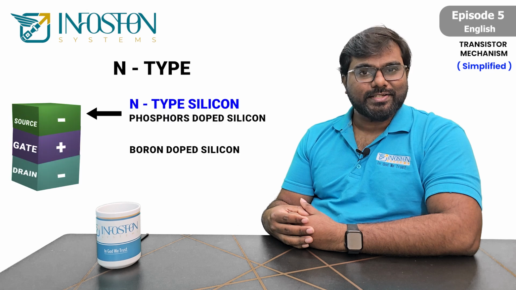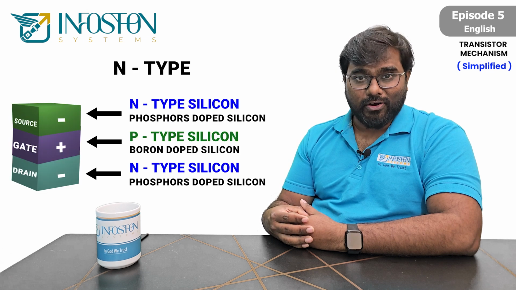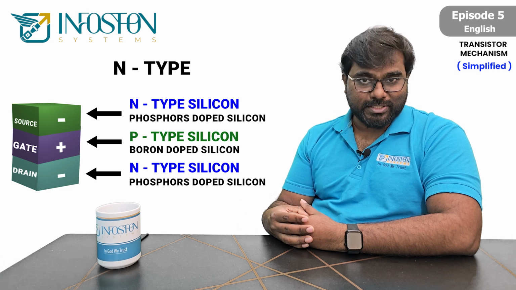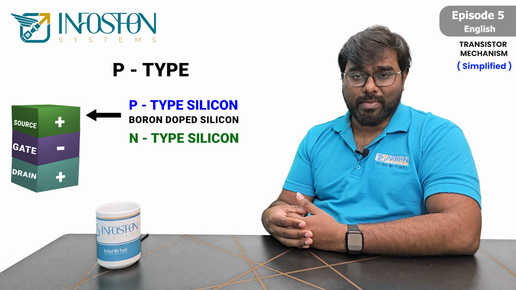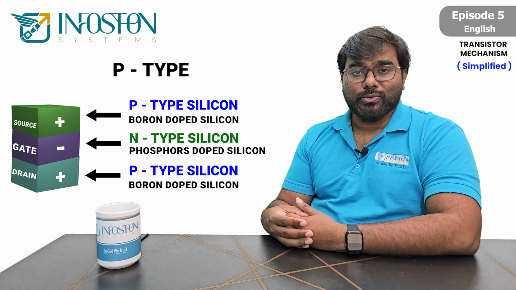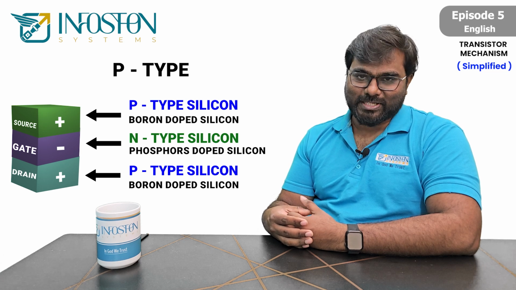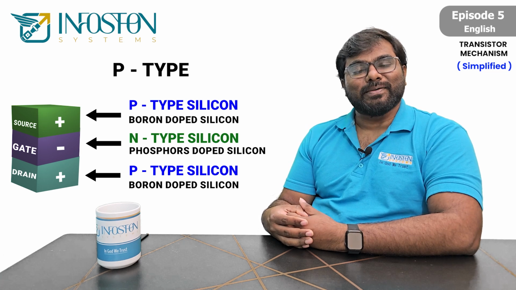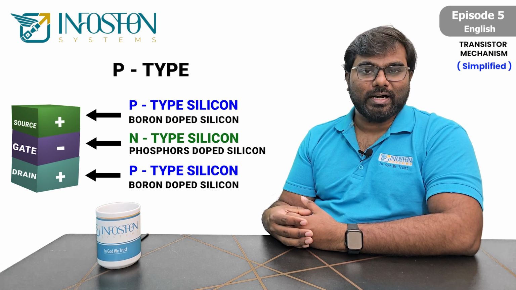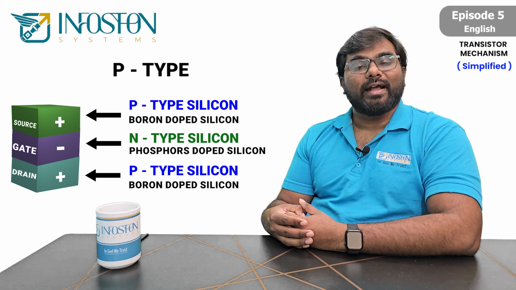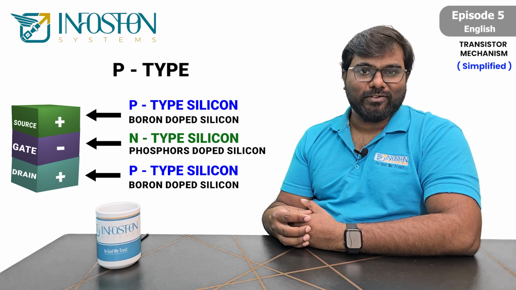So for the N-type transistor, source and drain use N-type silicon, and the gate uses P-type silicon. Vice versa for the P-type transistor in MOSFET, source and drain use P-type silicon and the gate uses N-type silicon. So we already know that to make the silicon carry the negative charge, we have to dope the silicon with phosphorus, and to make the silicon carry the positive charge, we have to dope the silicon with boron.